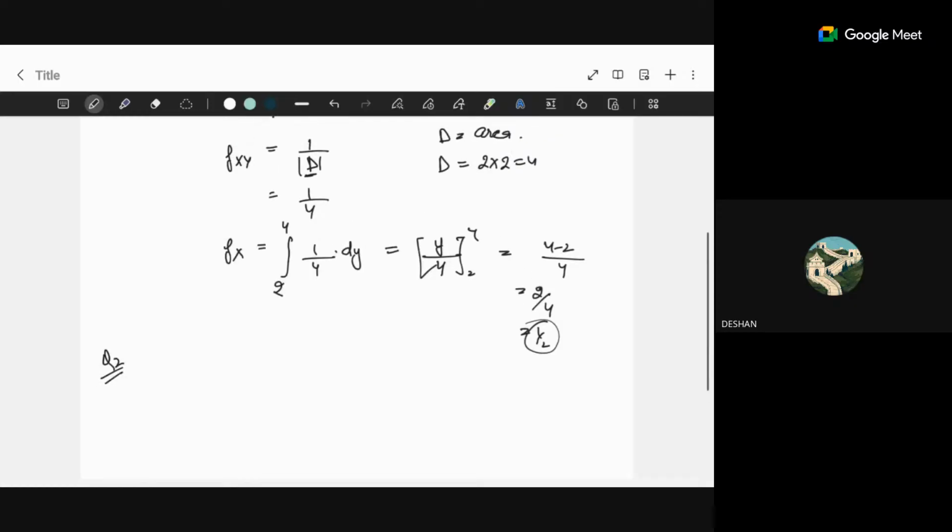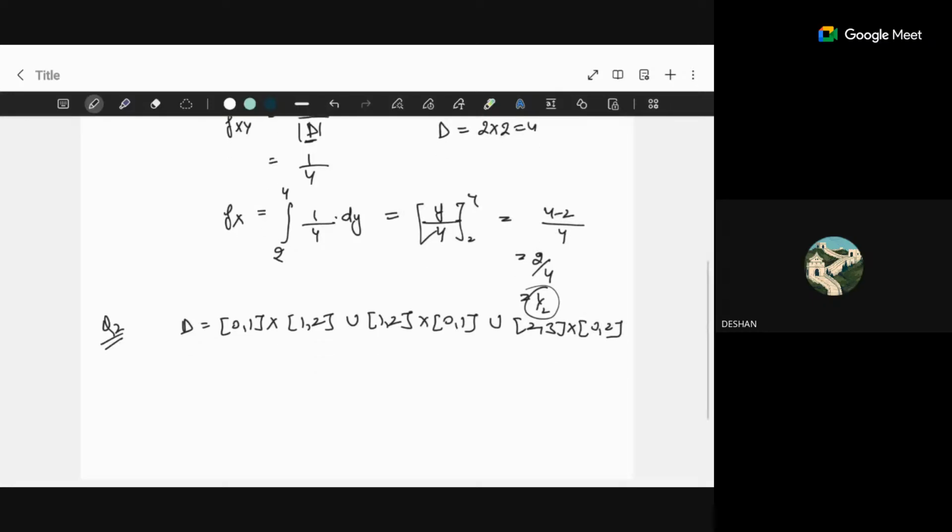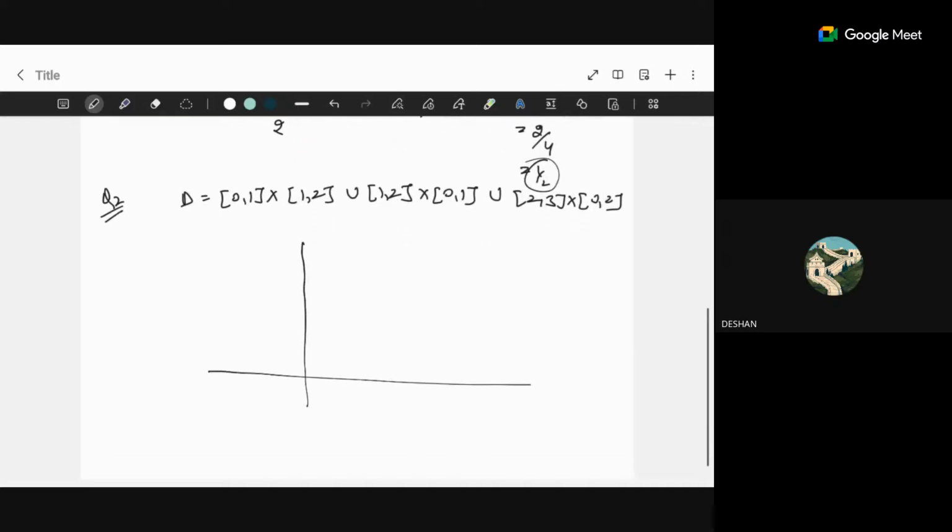Now another question, question second. So my XY is uniform and D is actually 0 comma 1 into 1 comma 2, union 1 comma 2 into 0 comma 1, union 2 comma 3 into 0 comma 2. Okay. So now you tell me how to make this figure. X is going from 0 to 1 and my Y is going from 1 to 2. So this is 1 and this is 2. So this is actually this figure.